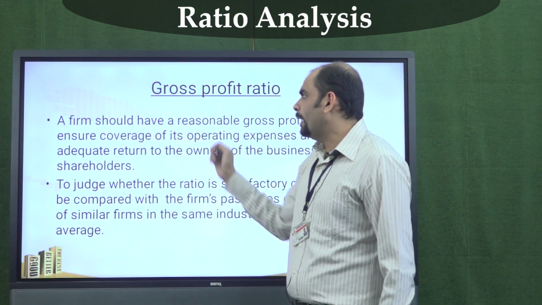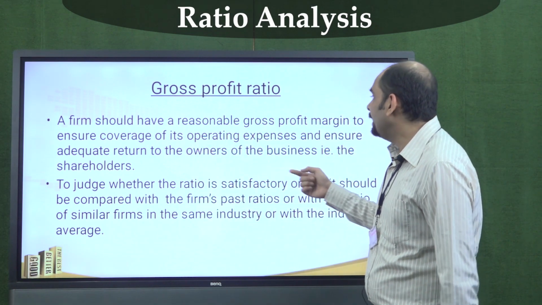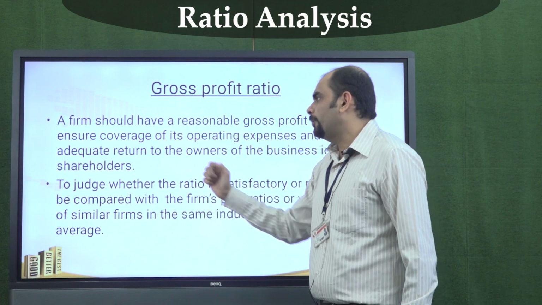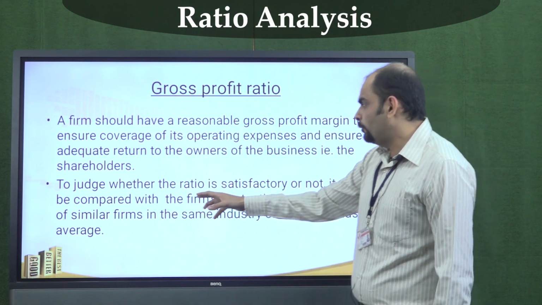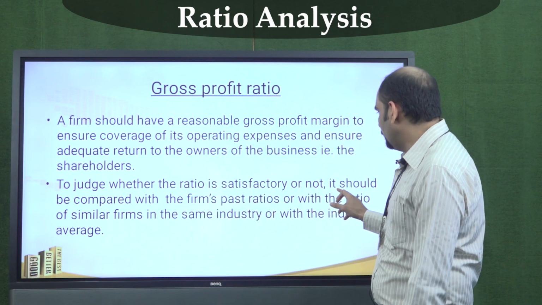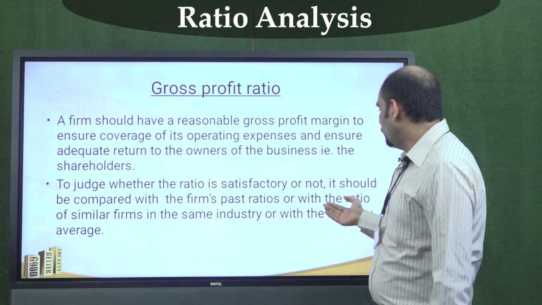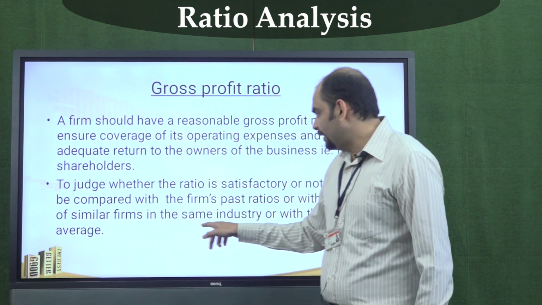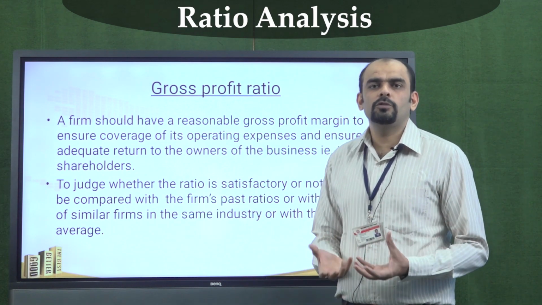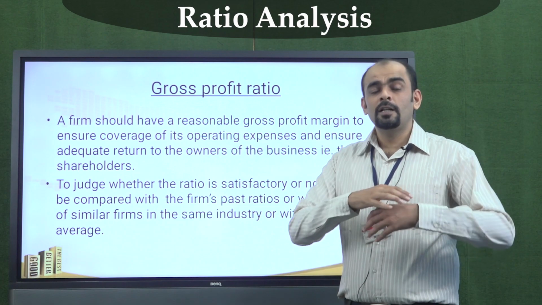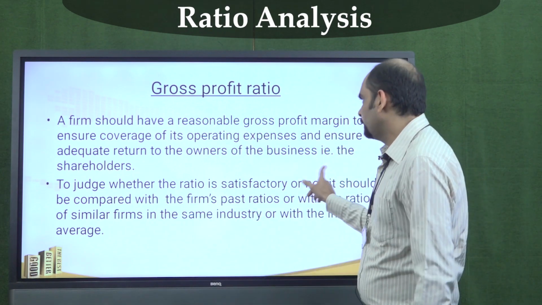A firm should have a reasonable gross profit margin to ensure coverage of its operating expenses and ensure adequate return to the owners of the business, that is the shareholders. To judge whether the ratio is satisfactory or not, it should be compared with the firm's past ratios or with the ratio of similar firms in the same industry or with the industry average. So it's up to you how you want to use the ratio that you calculate. You can use it for comparison, and there are various ways of comparing ratios.